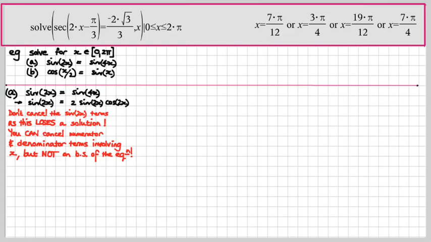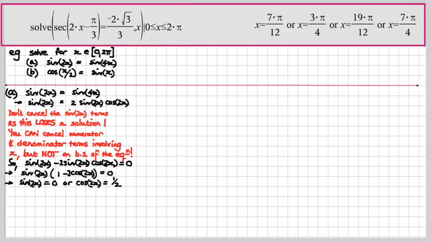You are allowed to cancel the numerator and the denominator terms involving x. Numerator and denominator you can, but not on both sides of the equation. Otherwise you'll end up coming unstuck. So you do that instead. You leave that sine 2x alone and you factorise it out like that. Now, by the null factor law, you can say therefore sine 2x equals 0 or cos 2x equals a half.